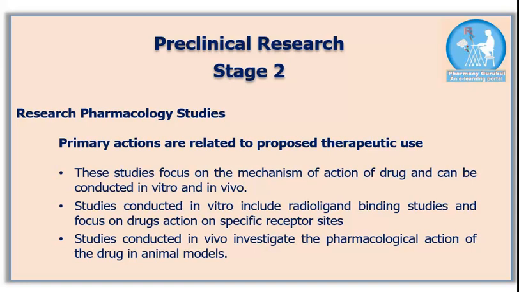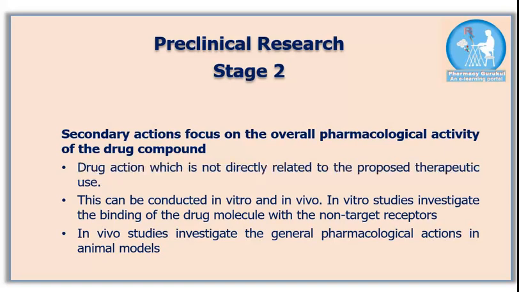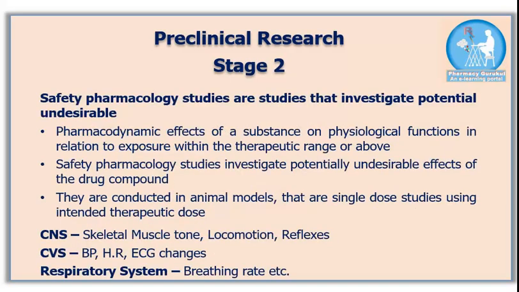The primary research pharmacological studies are focused on the mechanism of action of the drug. The studies in vitro focus on the drug action on specific receptor sites, and the studies conducted in vivo investigate the pharmacological action of the drug in animal models. The secondary pharmacological studies focus on the overall pharmacological activity of the drug. In simple terms, this study focuses on other therapeutic effects of the novel drug and also checks if the novel drug binds with other receptors apart from the target receptors. The safety pharmacological studies focus on and investigate potential undesirable effects of the novel drug.